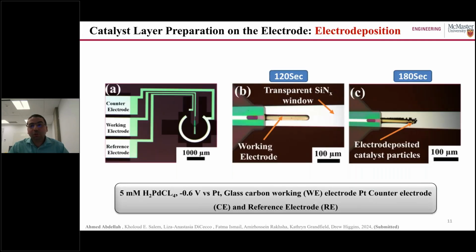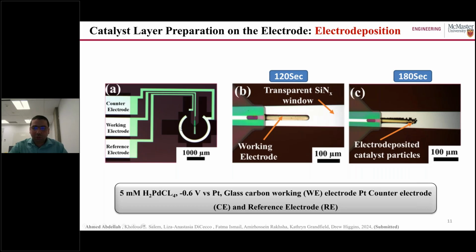You can do drop casting or sputtering, but the issue with this small microchip is that once you do drop casting or sputtering, you can't avoid depositing the catalyst over the whole chip, and this can cause leakage or a short circuit inside the microchip.